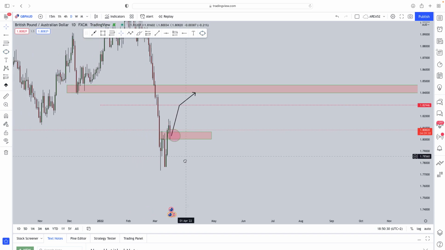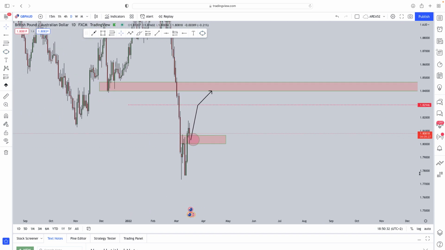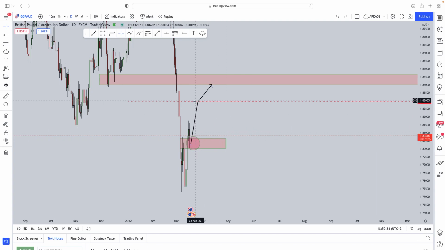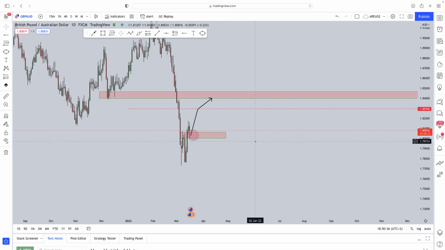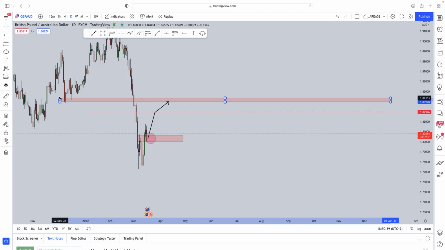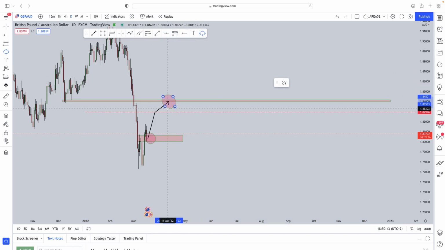So from here, we can expect GBP/AUD to increase in value or increase in strength and go hit the minus 38.2. We could potentially see that continuation. Alternatively, we can expect this market to continue higher and go hit this target level over here.